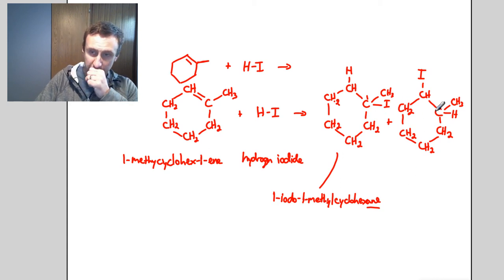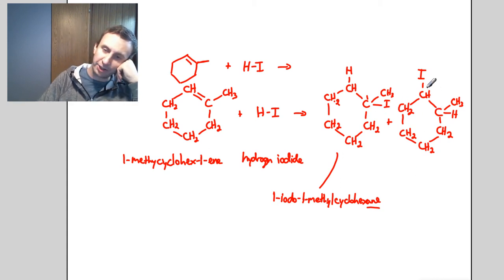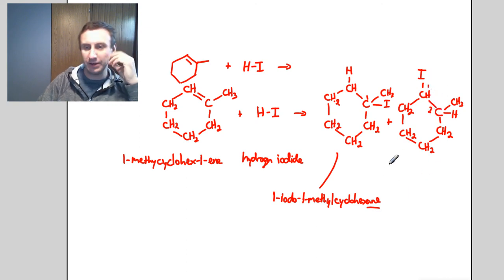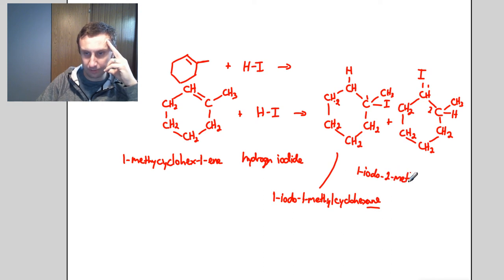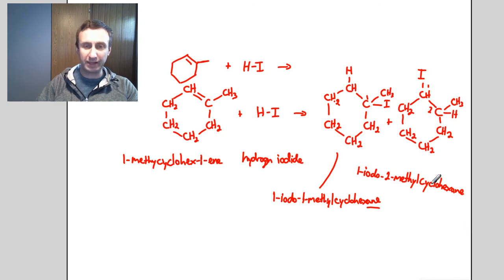Now for the next one, I need carbon 1 and carbon 2. So because iodo, I is before M, this is going to be carbon number 1. This will be carbon number 2. So here I have 1-iodo, 2-methylcyclohexane. Cyclohexane is the name. All right, so that's another example where you can kind of see how it can add in two different ways.